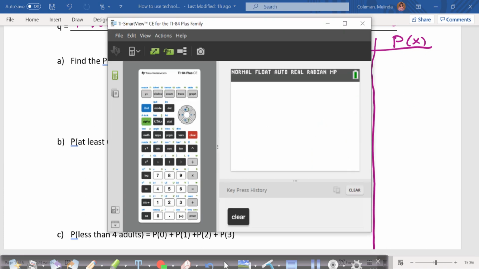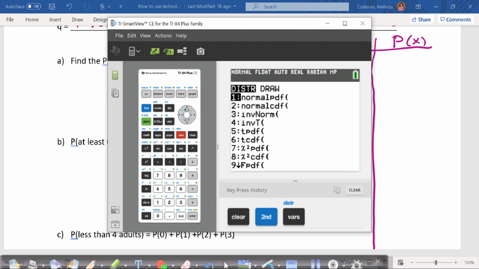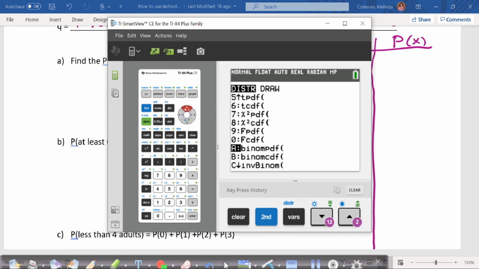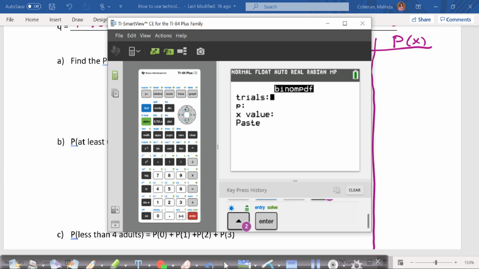To find the distribution, it's under the blue distribution right here above the vars key. So I'm going to hit second vars. Then I'll have to scroll down until I find binomial. It's actually going to be letters A and B. I want binomial PDF. C stands for cumulative numbers. We don't want to accumulate anything. We want to just make sure that we're using the probability one. So the PDF.